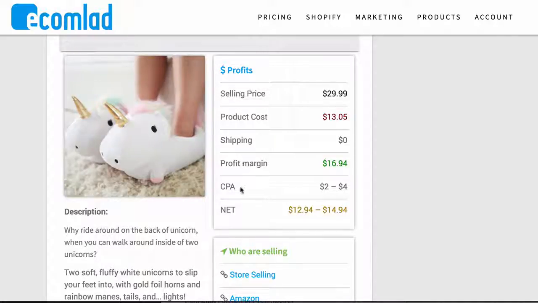You can see here that it also gives you CPA. CPA is cost per action, so how much it will take for that person to click on the ad and potentially buy that product.